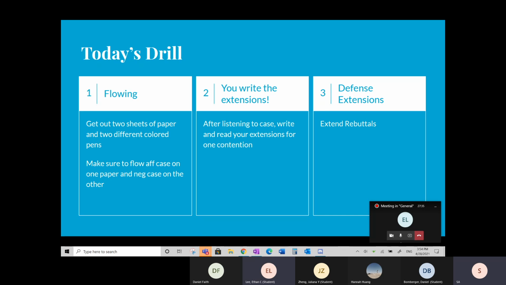Yeah, that was really good. Okay. And just make sure at the beginning of your extensions, because the judge and your opponents don't really know which contention you're talking about. So make sure to say, oh, you can extend my second contention. Just say which contention you're on. But yeah. Okay, that was great.